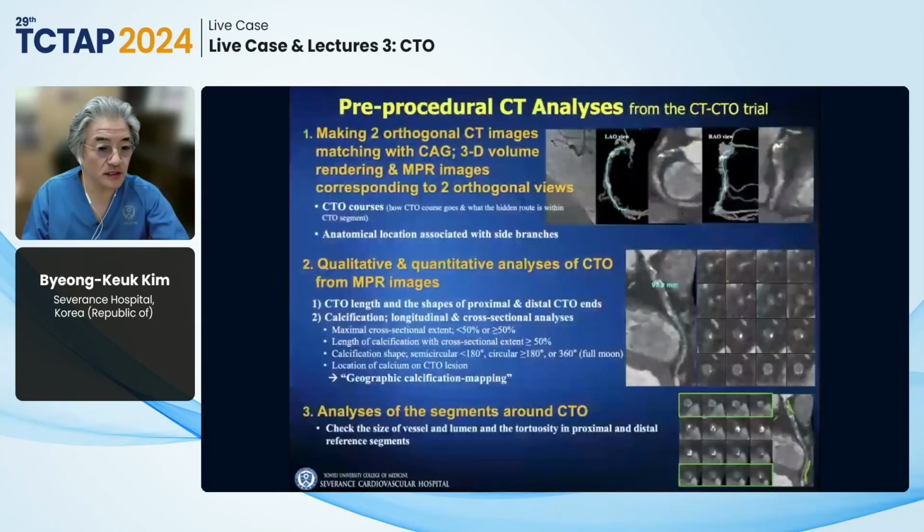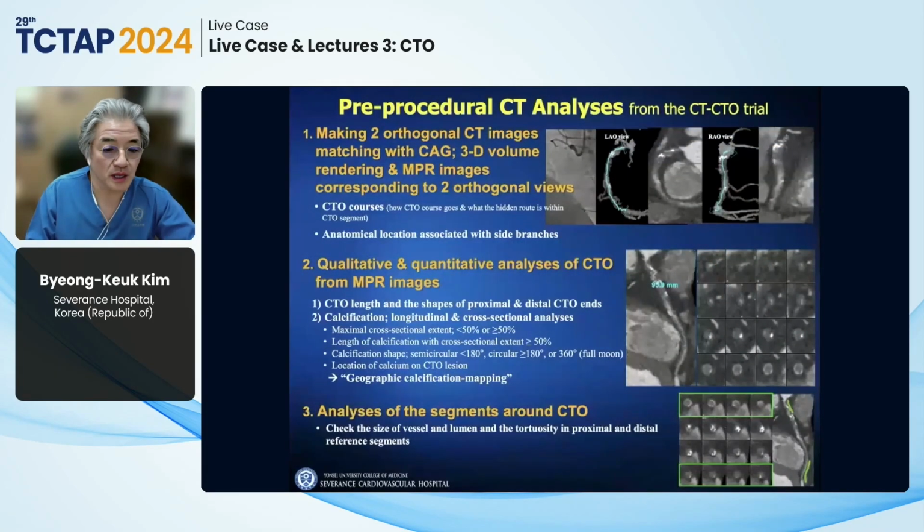So for CT-guided CTO PCI, we made two orthogonal CT images matching with the angiogram. By this, we could understand how the CTO course goes, what the hidden route is within the CTO segment, and the anatomical location associated with side branches. To quantify the degree of calcification, cross-sectional and longitudinal calcification evaluation were performed. In addition, analysis of the segment around the CTO was performed, including a check of the vessel and lumen size.